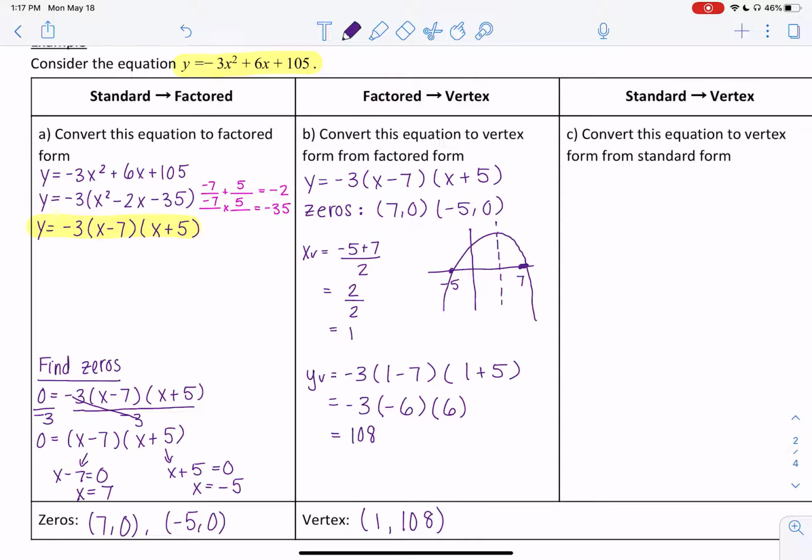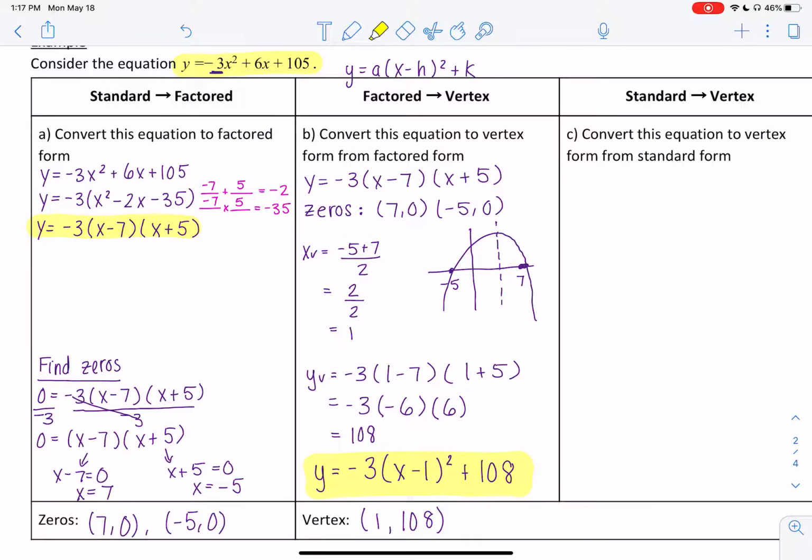So now, because we have our vertex, we can write this whole thing in vertex form. So remember, my vertex form is y equals a x minus h all squared plus k. So I have my y equals the a value I'm just going to get from my standard form over here, so -3. H is the x part of the vertex with the sign swapped. And then we just have k, which is the y part of our vertex. So that is our equation in vertex form.